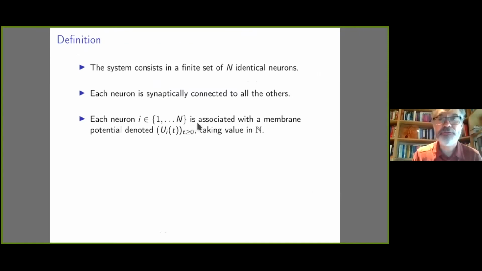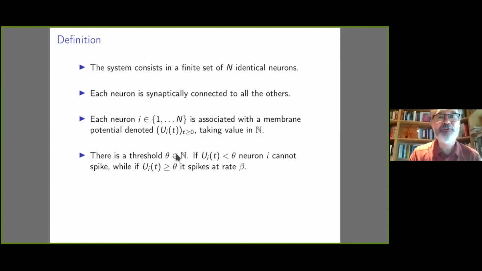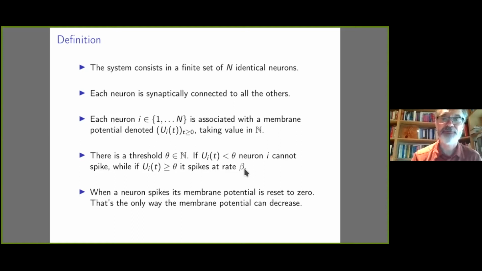To each neuron, we associate a membrane potential u_i(t) that takes values in the integers, ℕ. I take values in ℕ because I want to use integers in my code. It requires less memory and it runs faster. It's just a technical detail. Then we put a threshold. If the membrane potential is below the threshold, the neuron cannot spike. If the membrane potential is above the threshold, the neuron spikes at rate beta. When the neuron spikes, its membrane potential is reset to 0. And that's the only way the membrane potential can decrease. So that's a gross approximation compared to actual neurons.